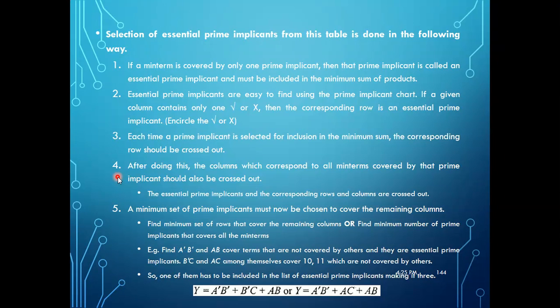Okay, a minimum set of prime implicants must now be chosen to cover the remaining columns. So find the minimum set of rows that cover the remaining columns, or find the minimum number of prime implicants that covers all the min terms. So one of them is included in the list of prime implicants, making it three. Okay, so there are possibilities of two expressions.